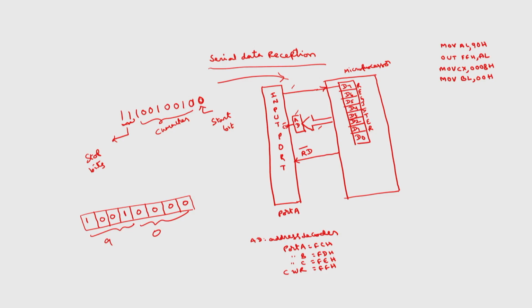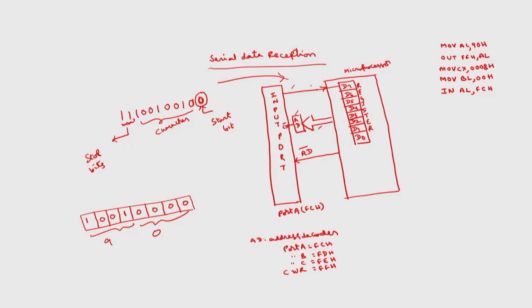Then first I will take the input bit: IN AL comma FCH. This is the FCH port address. So, the first bit that is received, if it is a correctly received character, should be 0, and that will be available here. If I take it in AL, it is available in the LSB. I want to check whether this LSB is 0 or 1.